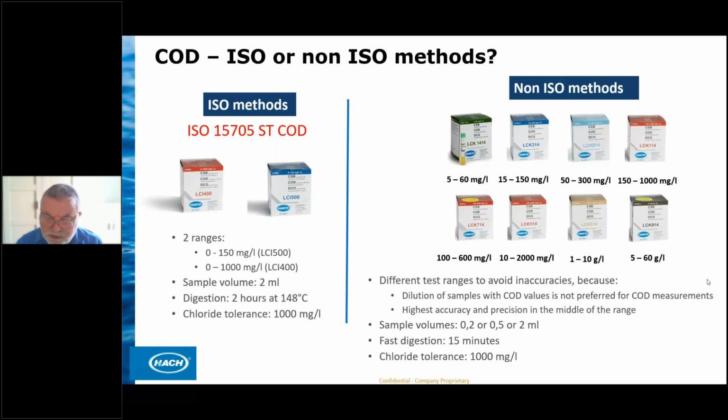The measurement ranges are narrower because it's not recommended to dilute samples for COD measurement. It's also recommended to work towards the middle of the range where accuracy is best. Above all, these methods allow the use of high temperature digestion, which reduces the total time from 2 hours to 35 minutes.